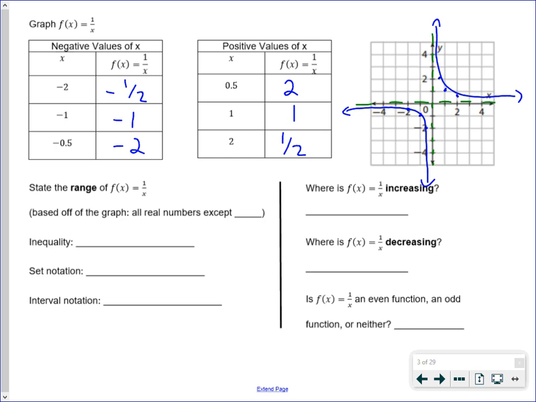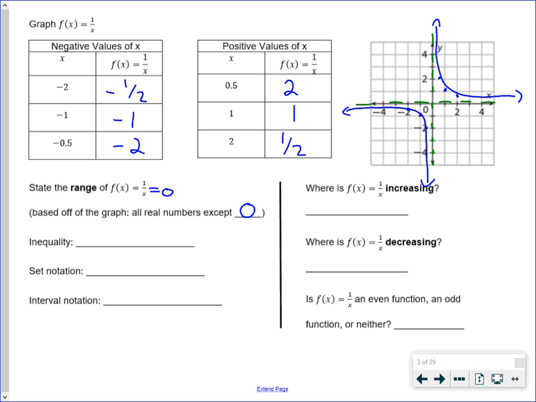Okay, so from here we can figure out what our range is going to be. If we look at it, we can see that every single y value will be hit except for 0. If you look at the graph, that's because 1 over x can never equal 0. There's no x value you can plug into this function that will give you an f of x, or a y, of 0. It just doesn't exist, so there's going to be an asymptote at that y value.